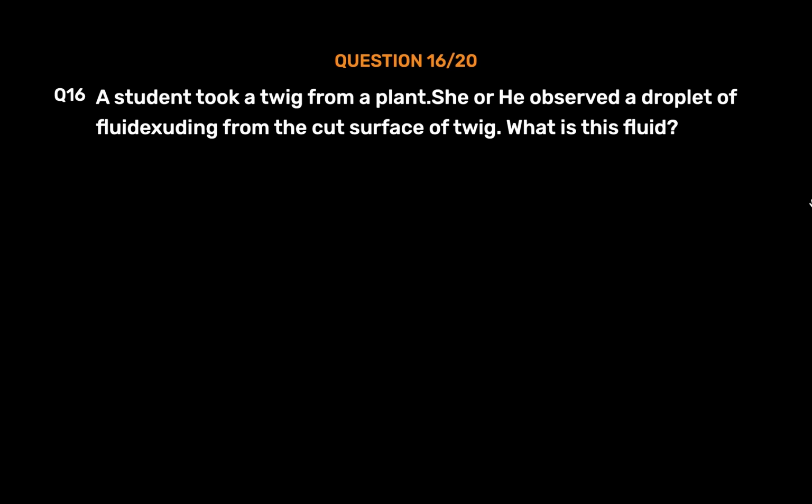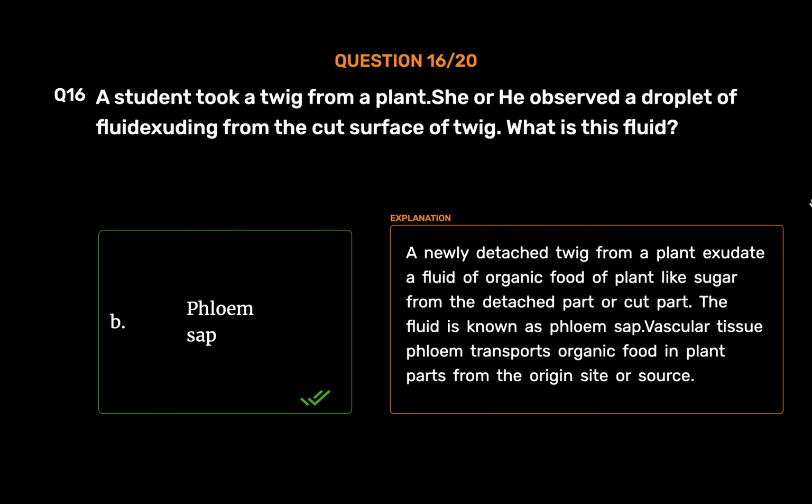Phloem sap. A newly detached twig from a plant exudes a fluid of organic food of the plant, like sugar, from the detached or cut part. The fluid is known as phloem sap. Vascular tissue phloem transports organic food in plant parts from the origin site or source.